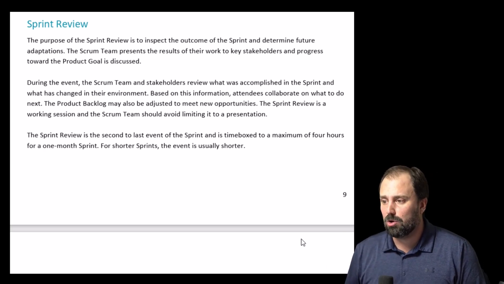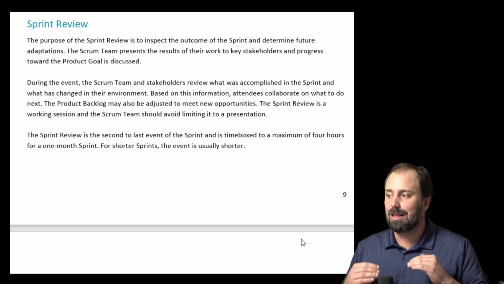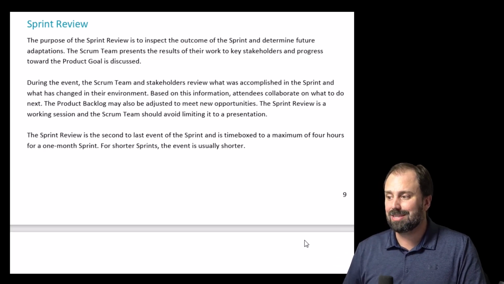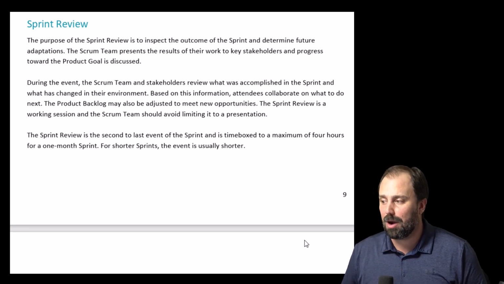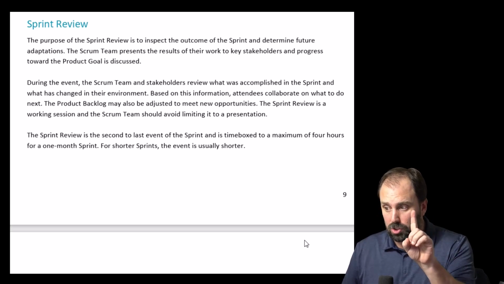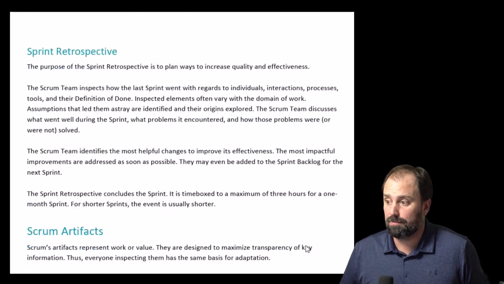The sprint review is a working session, and the Scrum team should avoid limiting it to a presentation. The sprint review is the second to last event of the sprint and is time boxed to a maximum of 4 hours for a 1-month sprint. For shorter sprints, the event is usually shorter.